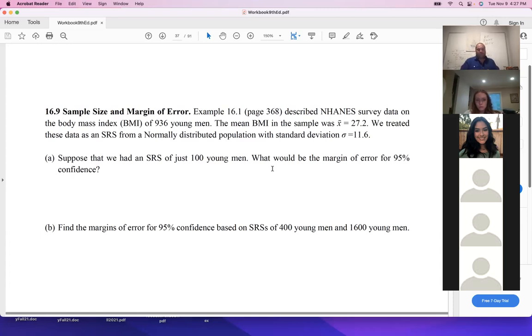Example 16.1 described NHANES survey data on the BMI of 936 young women. The BMI in the sample was that. It's an SRS from a normal distribution with sigma that. Suppose we have an SRS of just 100 young men. What will be the margin of error for 95% confidence? Okay, so try to treat this like it's a test question. Pretend this was a test question. You have your notes in front of you. You have the book.